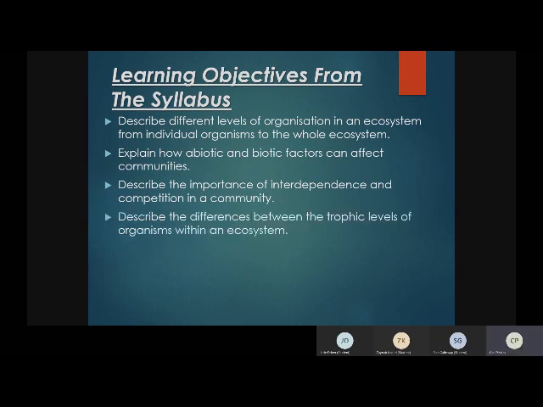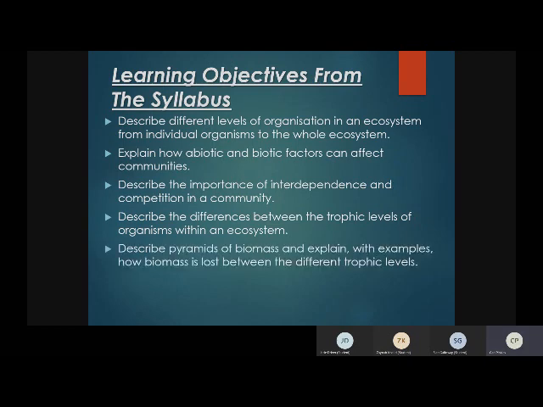Describe the differences between trophic levels of organisms within an ecosystem. During the course of this lesson, you're going to find out what a trophic level is and the differences between them, quite obviously. Describe pyramids of biomass and explain with examples how biomass is lost between the different trophic levels. Yeah, we will get onto that later on.